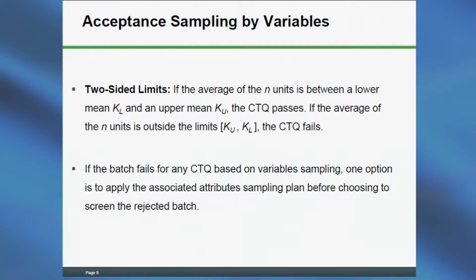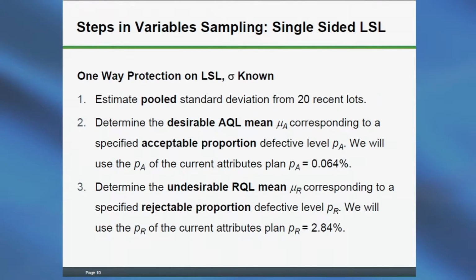Now, if you have two-sided limits, you'll have a K upper and a K lower. If the average of the sample is outside the K upper and the K lower, then you'd reject the lot. If it's between them, you would accept it. And as I say, you can always rescreen based on the previous acceptance criteria if you do reject a batch.